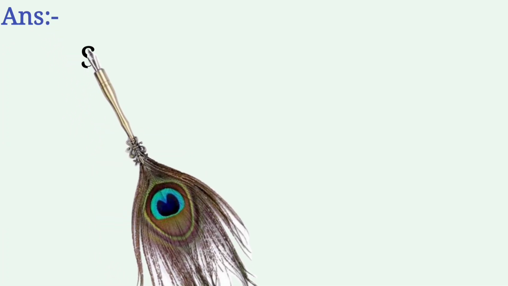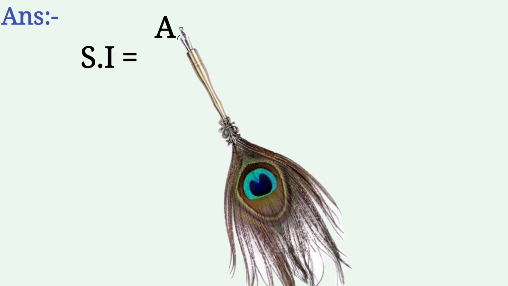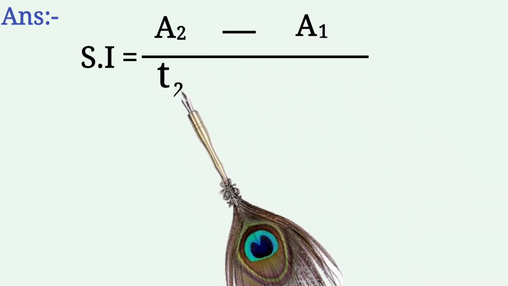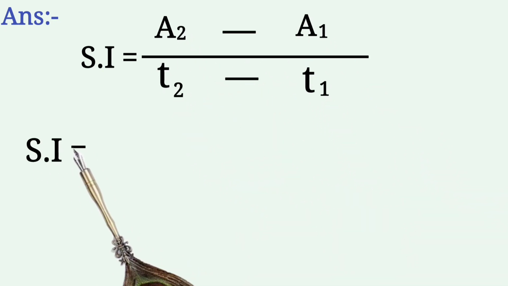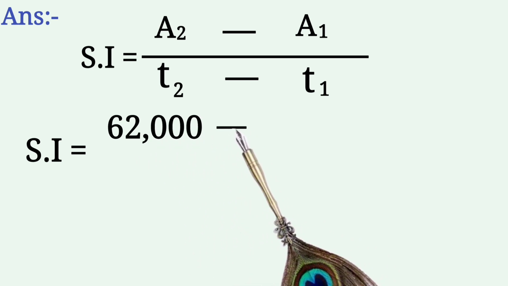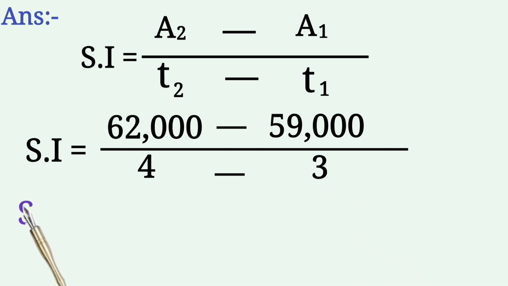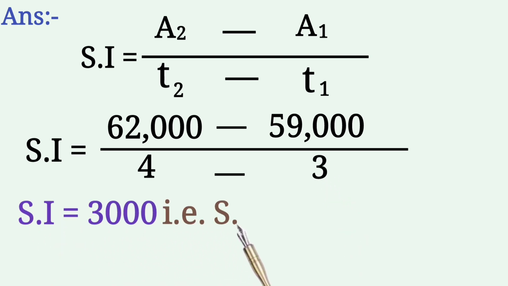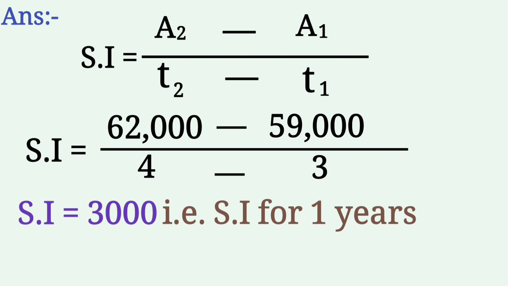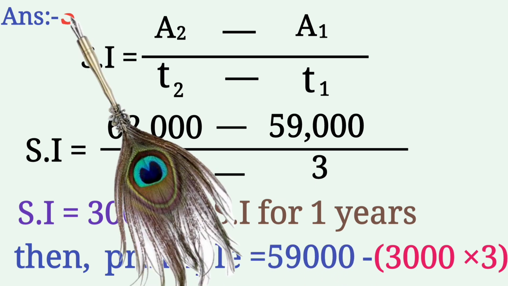To find the principal, we have another formula, that is SI is equal to (A2 minus A1) divided by (T2 minus T1), where A2 is 62,000, minus 59,000, divided by 4 years minus 3 years. We get SI as 3000, that is for 1 year. They have asked us to calculate for 3 years, so we need to multiply 3000 into 3 and deduct it from 59,000. We get the principal as 50,000.